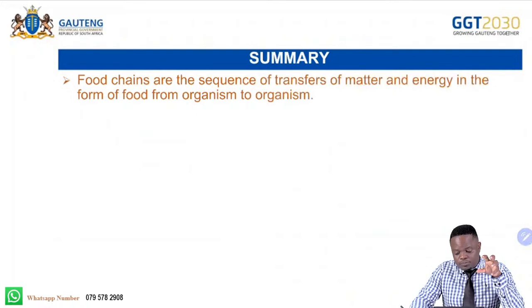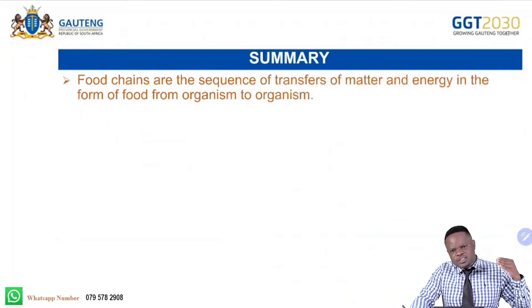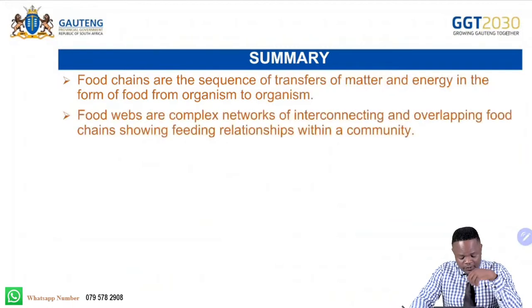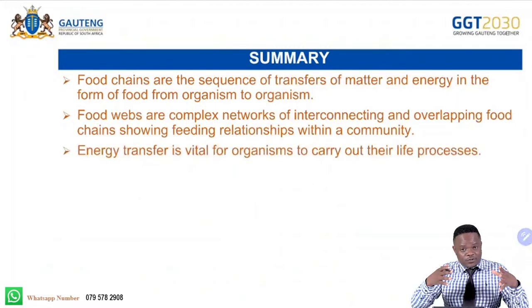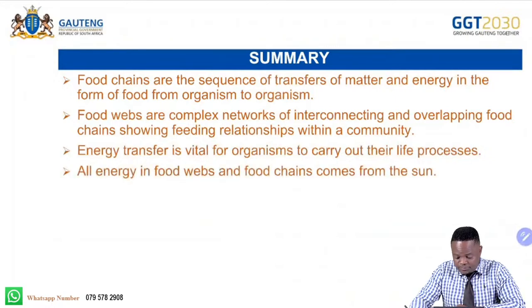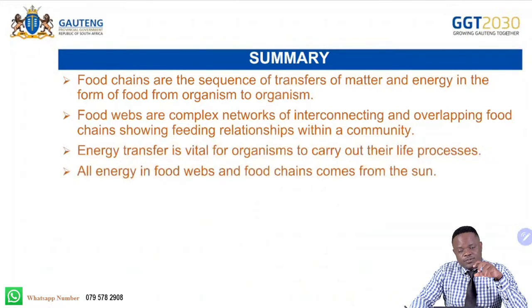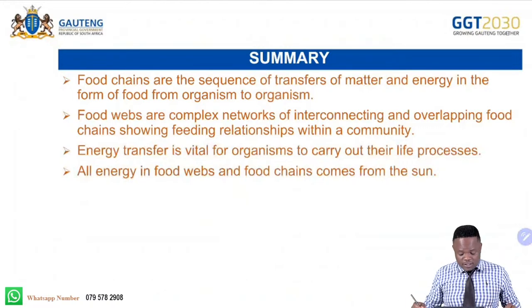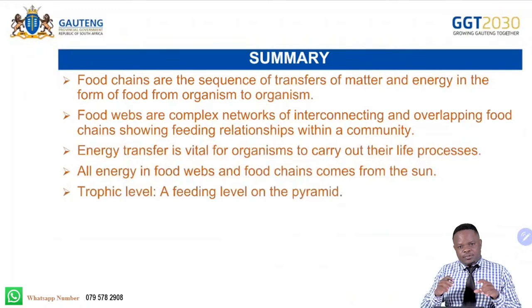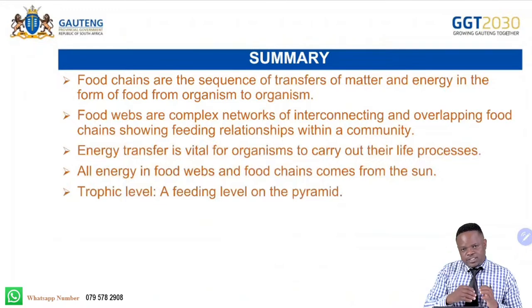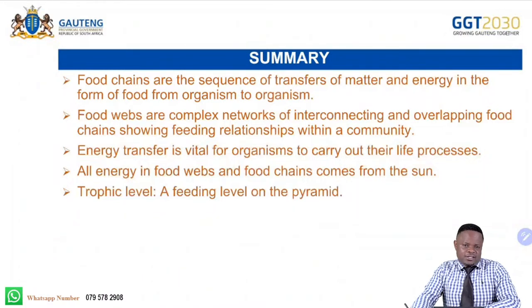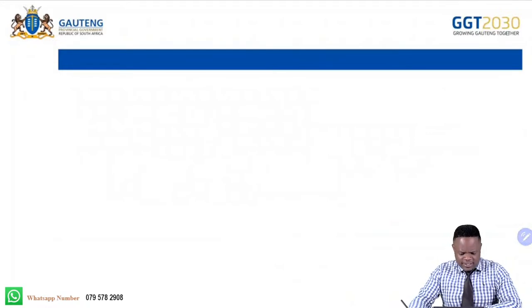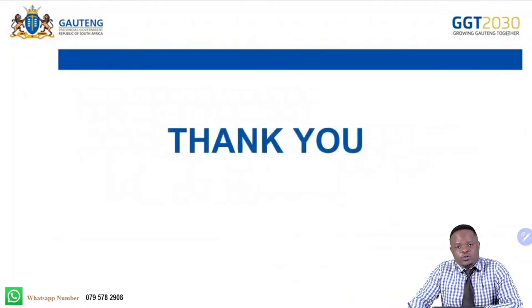Right, now that being said, this marks the end of our lesson. Remember what we spoke about? We spoke about our food chains, which show us the sequence of the flow of energy in our ecosystems. And these food chains form a network, which we call the food web, which shows us the flow of energy in our whole ecosystem. Right, and the energy transfer is essential so that organisms can carry out their life processes. And remember we said the different stages or steps in our food chains, we refer to them as trophic levels.